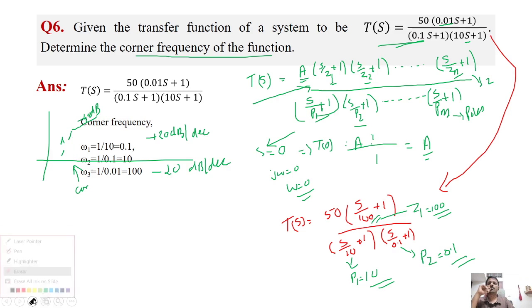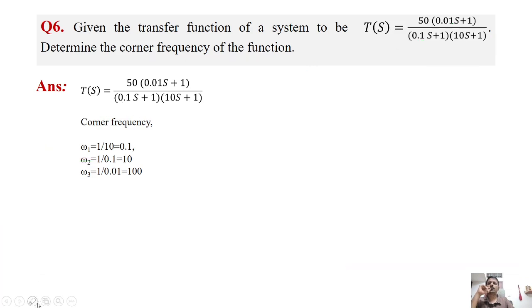Okay, I'll just rub it all. So that is what I have written here. Initially this is T of S, and what is omega 1? Omega 1 is T1 by 10. So I have written in ascending order. So where is 0.1? That will be not 0.1, I'm sorry.